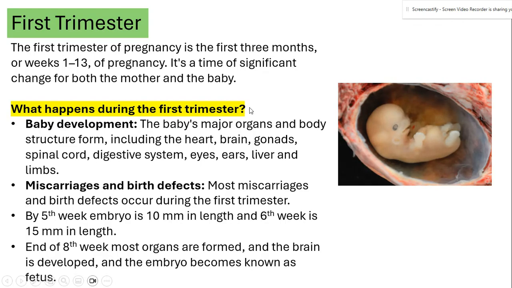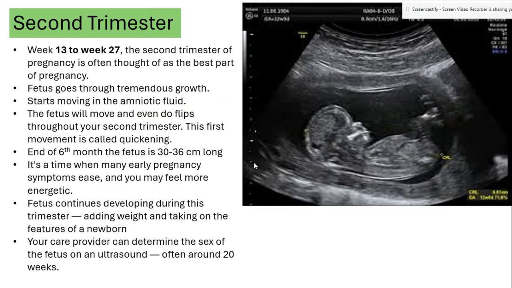Baby development. What happens in the first trimester? The baby's major organs and body structures form, including the heart, brain, gonads, spinal cord, digestive system, eyes, ears, liver, and limbs. Miscarriages and birth defects: most occur during the first trimester. By the 5th week, it's 10 millimeters in length, and by the 6th week, it's 15 millimeters in length. By the end of the 8th week, most organs are formed, the brain is developed, and the embryo becomes known as a fetus.